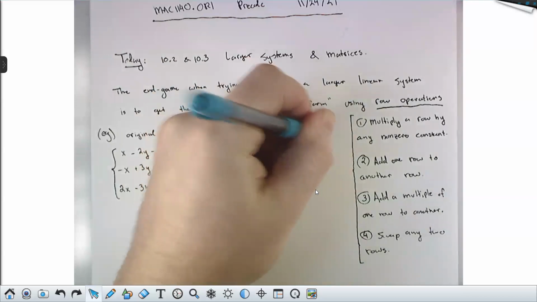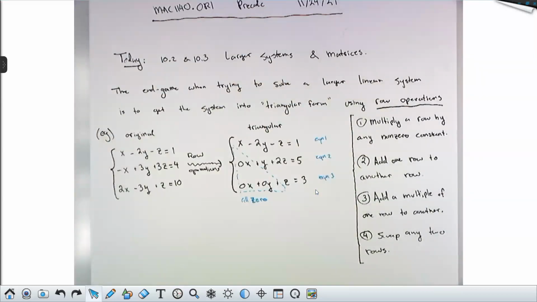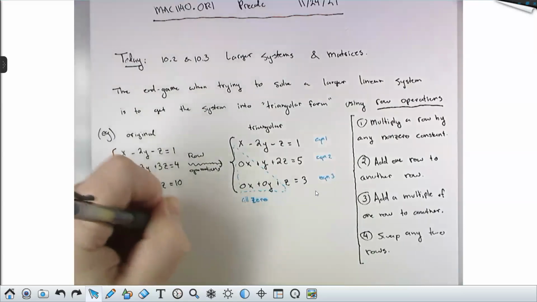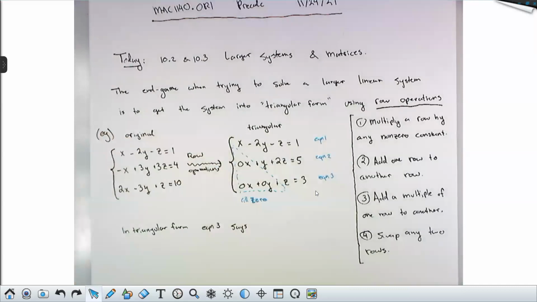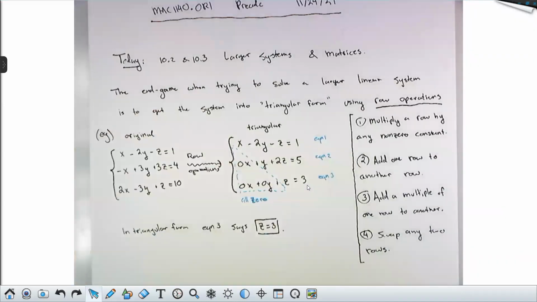I'll label these equation 1, equation 2, equation 3, like we were the other day. Because in triangular form, equation 3 says what? That z equals 3. Hell yeah. Right? That last equation, you can now just read off the value of the variable z. So I read that off and I tuck it in my pocket.